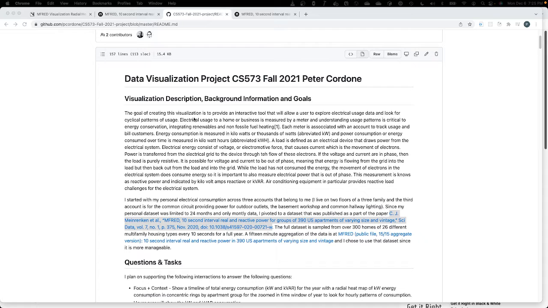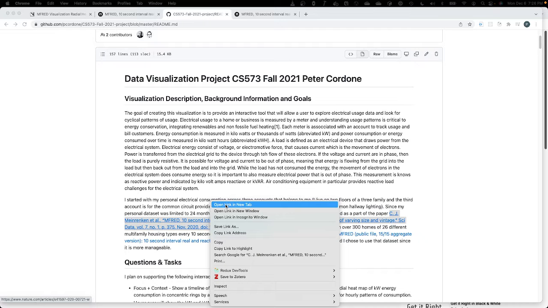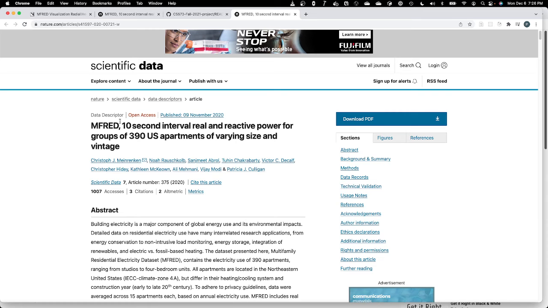I chose to visualize electrical usage data sets. I was looking for seasonal patterns of usage, visualizing the data, looking to see if any kind of patterns like that emerged. I started with my own personal electric consumption data, but then pivoted to this MFRED data set where the authors basically collected, in 10-second intervals, reactive power and electrical power consumption for varying size apartments, 390 units total, for the year 2019.